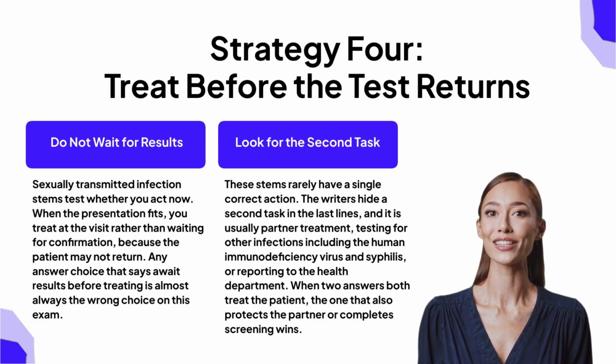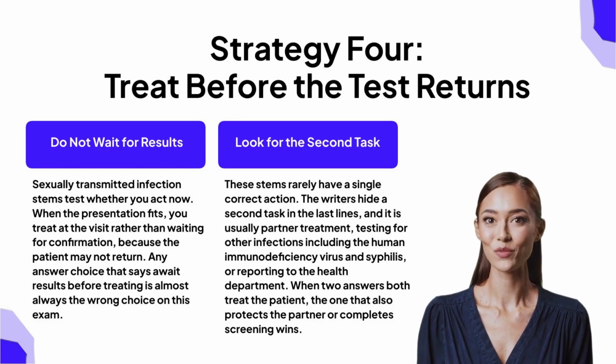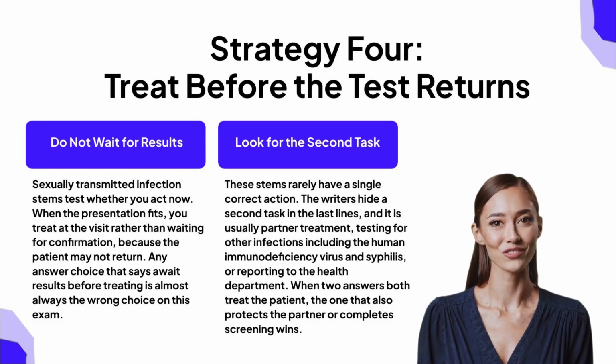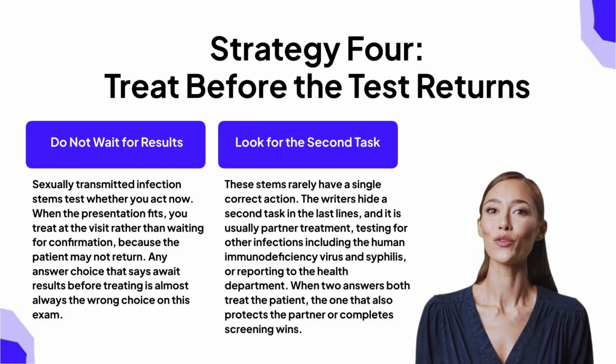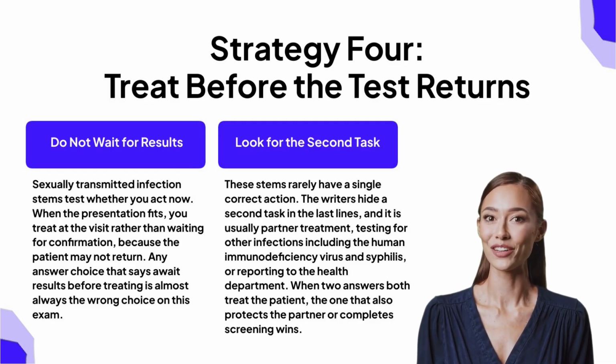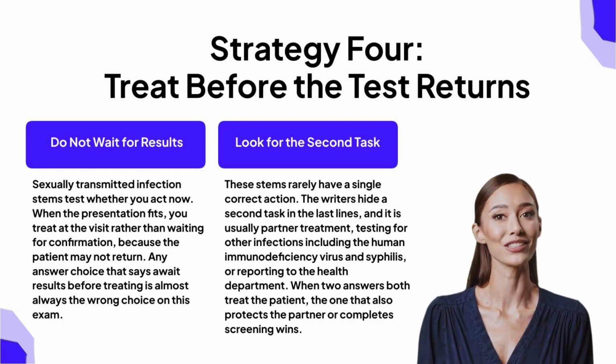Second, look for the second task. These stems rarely have one correct action. The writers hide a second job in the last lines, usually treating the partner, testing for other infections including the human immunodeficiency virus and syphilis, or reporting to the health department. When two choices both treat the patient, the one that also protects the partner wins.